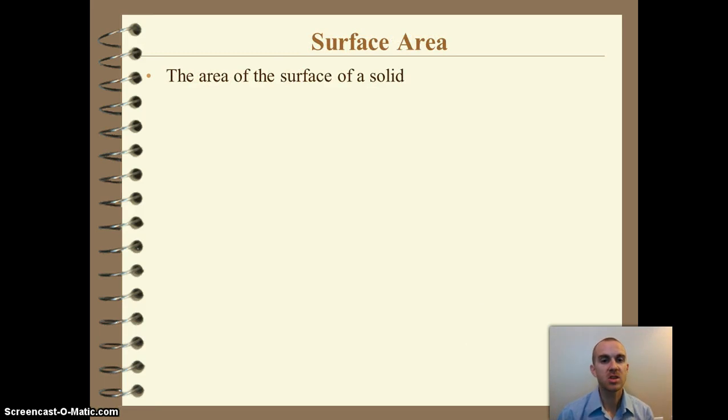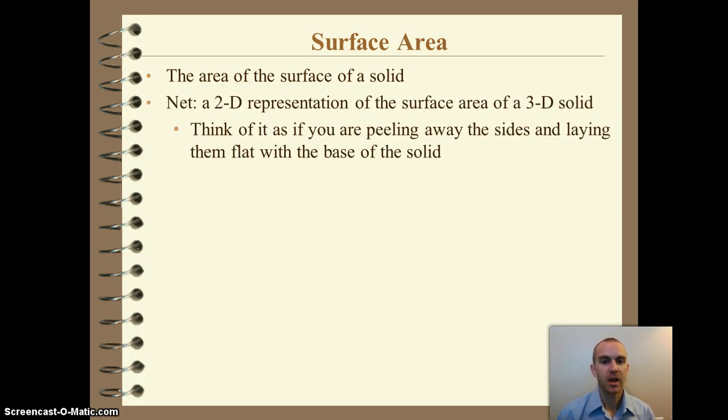Now, with all these shapes, we have a surface area. And the surface area is the area of the surface of a solid. So everything that makes up kind of like the skin of our shape. And one of the ways we can represent this is through a net, and this is taking and creating a 2D representation of the surface area of a 3D solid. Almost like you're peeling away the sides, kind of like if you think about peeling away an orange slice. You peel that side off and you can lay it down and see the three-dimensional solid as a 2D representation.